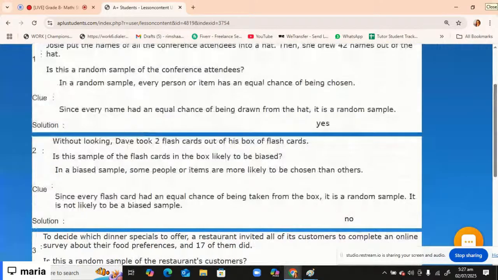Without looking, Dav took two flashcards out of his box of flashcards. It's also random because all the flashcards are given and you openly choose two random cards. Is this sample likely to be biased? No, it's not biased. It's a random sample.